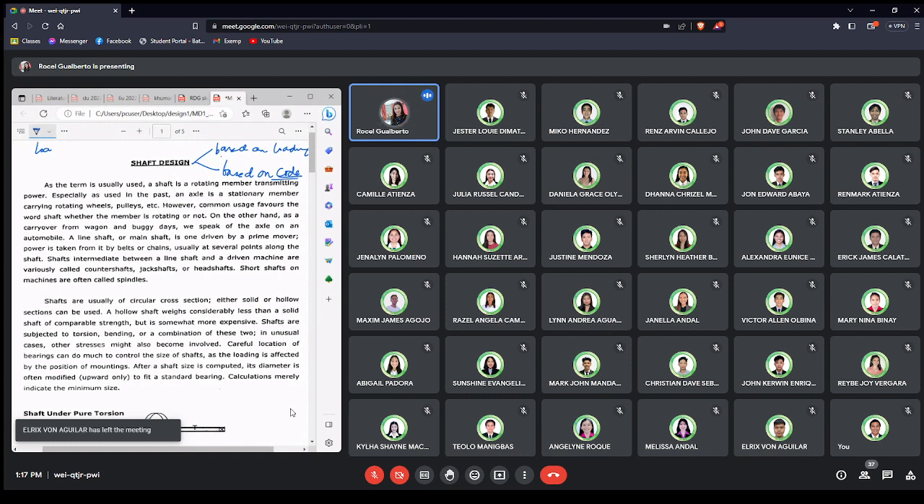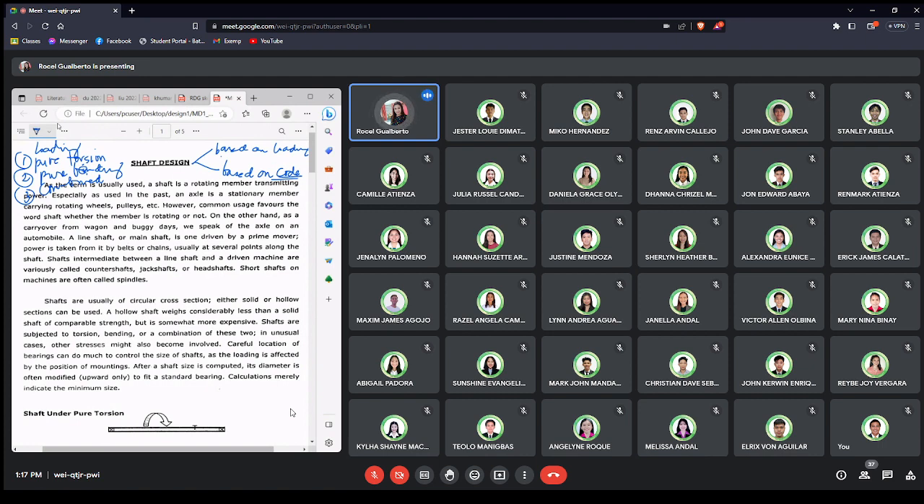So, we start with the one based on the loading. Based on the loading, we have first your torsion. Second is pure bending. And the third one will be combined torsion and bending. That is our loading. So let us now consider first your torsion.